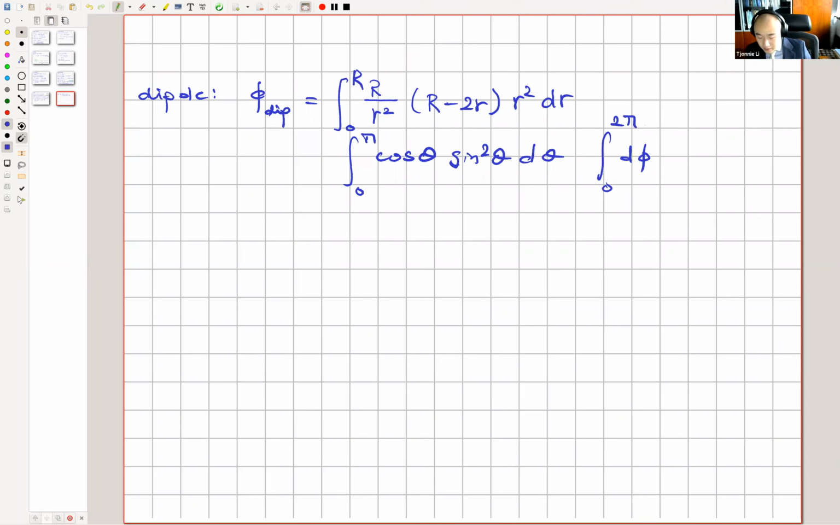Now this integral, actually, no, let's do it. Let's give you guys 2 minutes to see if you can solve this integral.